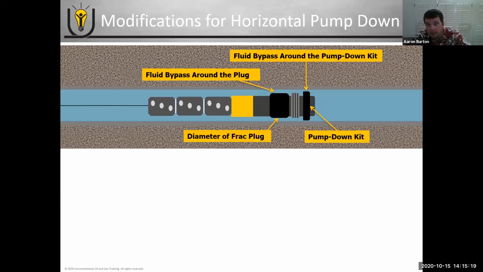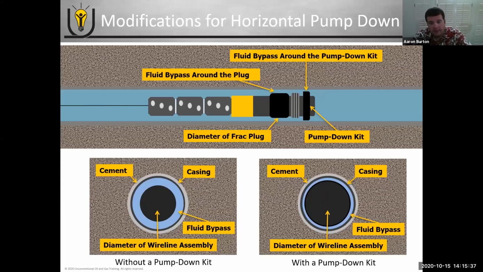The other option that a few service companies have done is to just increase the design or the diameter on the design of the plug itself. So the plug itself is a little bit larger diameter and helps to make it easier to pump down in horizontal wells. So if we look at the gun barrel view, I think it'll be a little bit more obvious as to why it helps.